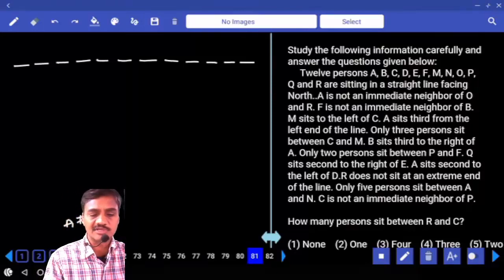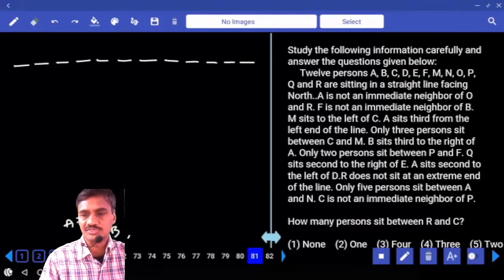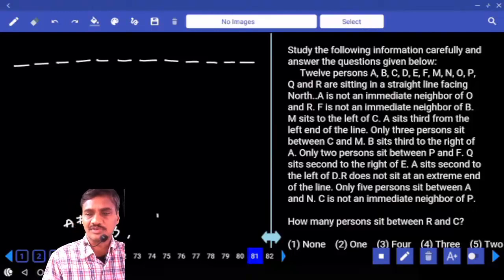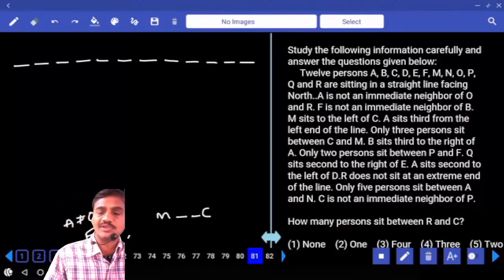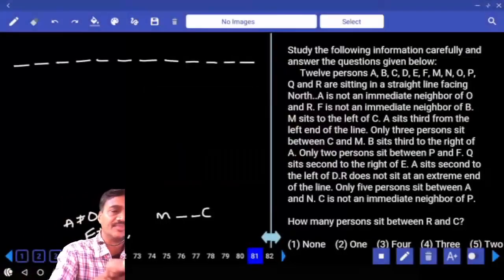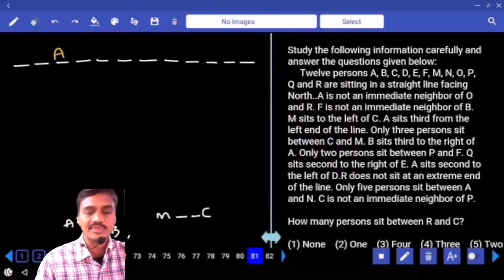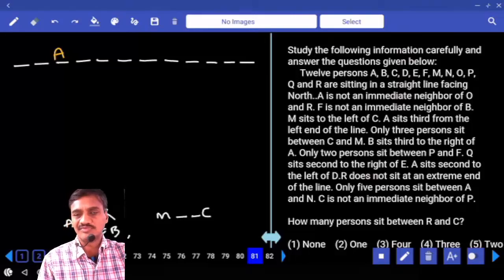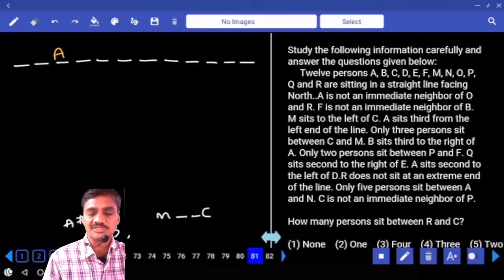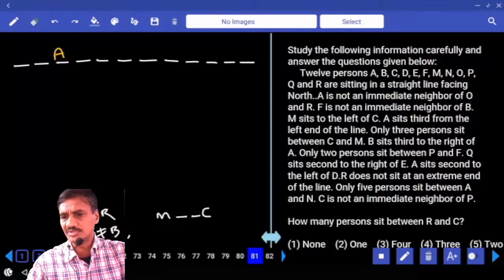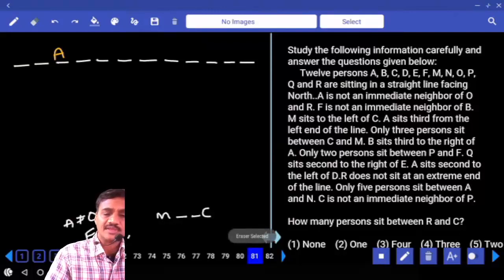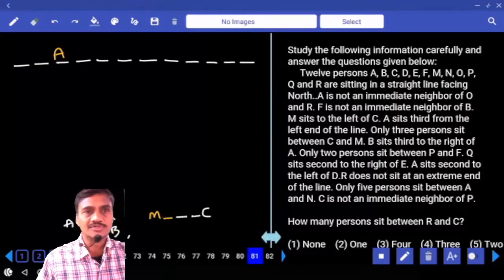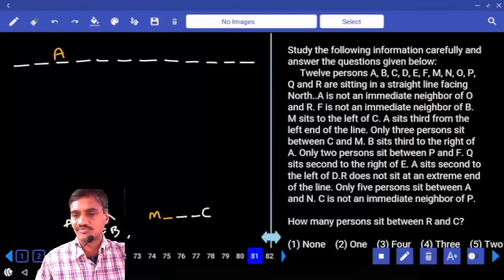F is not an immediate neighbor of B. F and B cannot be adjacent to each other. M sits third to the left of C. A sits third from the left hand of the line. The crucial, definite information: A is third from this end. Only 3 persons between C and M. M is to the left of C, and there are exactly 3 people in between.